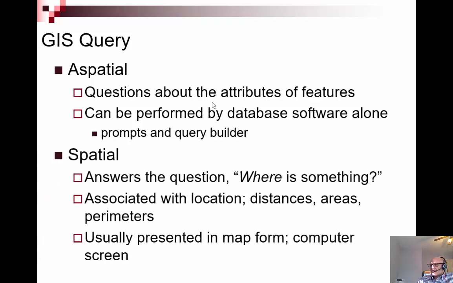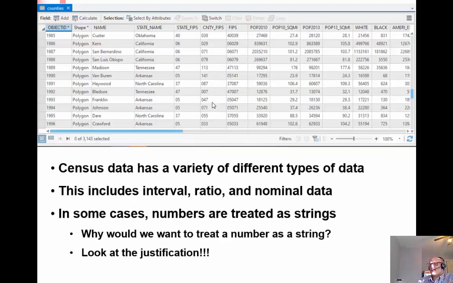We have spatial data, which is where something is. It's attached to location, distances, areas, perimeters. It's usually presented in map form. I want to find all of the crimes that occurred in the NCCU census tract or within a certain distance of the NCCU campus. And so census data can have various types of data.